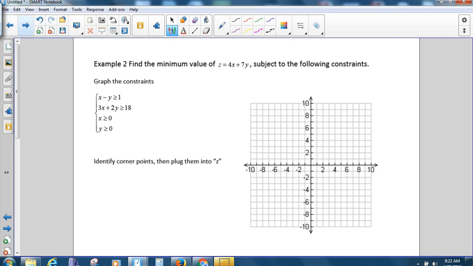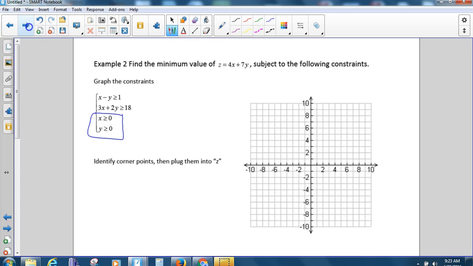Now, start to finish. Okay? We're going to find the minimum value, we're just looking for that, for z equals 4x plus 7y. So we're going to graph these. Okay? So whatever works for you. Now, here's a nice easy one.